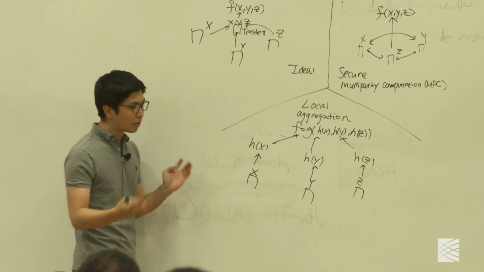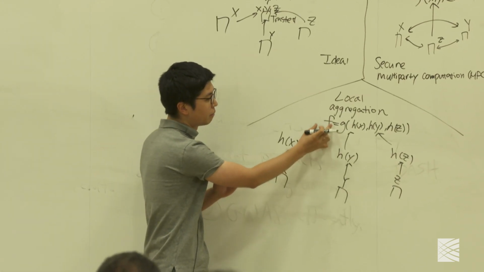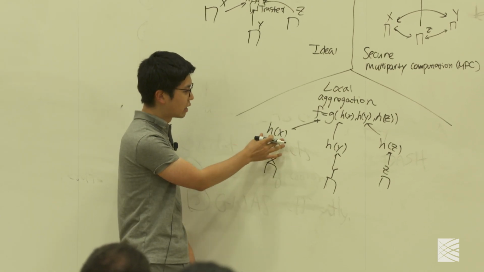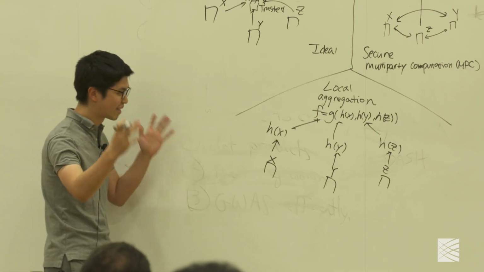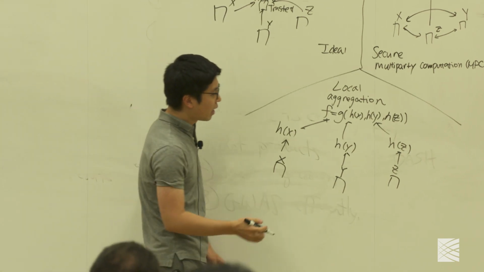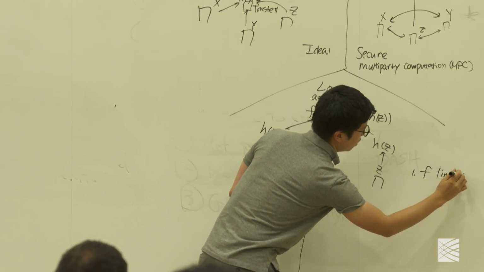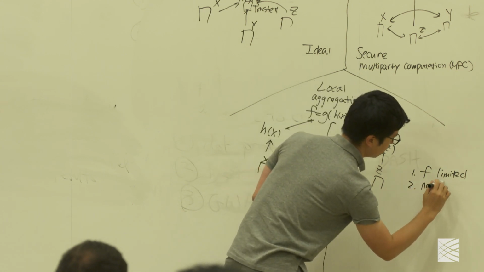But this doesn't solve everything, right? So the first issue is that this type of technique would only apply to functions that can be written in this way, where it is sufficient to look at a small set of numbers from each data set, a small summary from each data set. And OK, so f is limited. And in addition, there's no theoretical privacy guarantees.